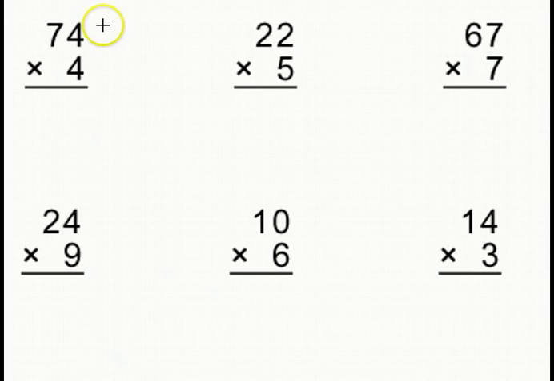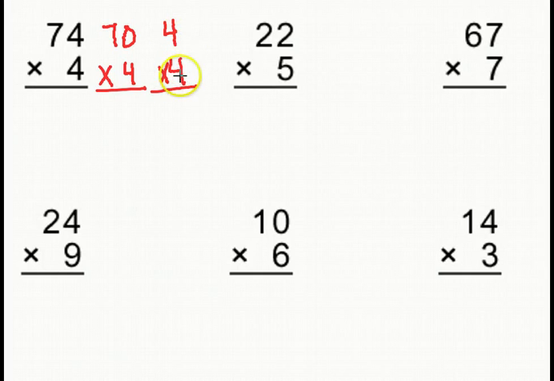I'm going to break apart my 74 into a 70 and a 4, because I know that if I take 70 plus 4, I will get 74. And I'm going to multiply 70 times 4 and 4 times 4. We know 4 times 4 is 16. Very good. We know 70 times 4, well, let's do 7 times 4, which was 28, and let's just add our 0 in there for our tens place. So 28 with a 0 makes 280.